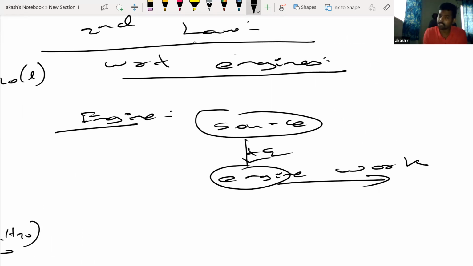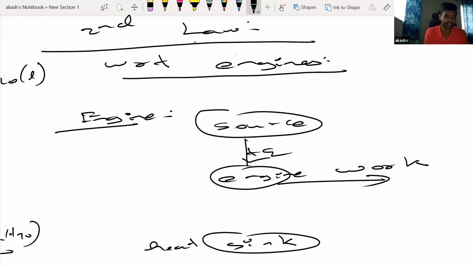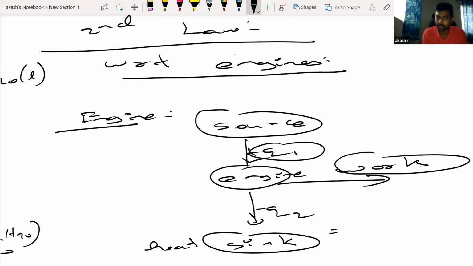During that process it will also have something called a sink. This is a heat sink, so both are heat source and heat sink. Say this is q1 amount of heat, some amount of heat would have been lost to this particular sink also. Now you can ask me, sir, some heat is getting added, and that amount of heat is getting converted into some amount of work done, but why is there a heat loss also happening?